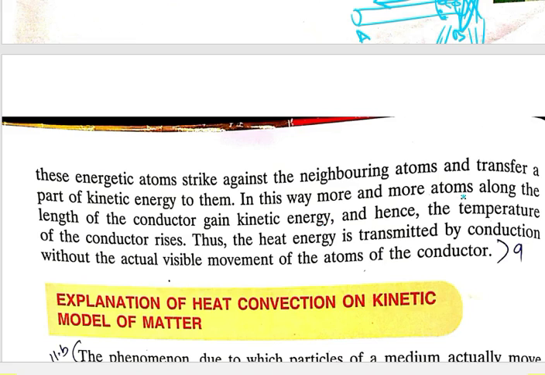So in this way, more and more atoms along the length of the conductor gain kinetic energy. That means some atoms here also gain some kinetic energy. Hence, with an increase in kinetic energy, we know the temperature also increases. That's why, if we heat the solid at one end, then that heat will be transferred from one end to the other end. Thus, we can say that heat energy is transmitted by conduction.